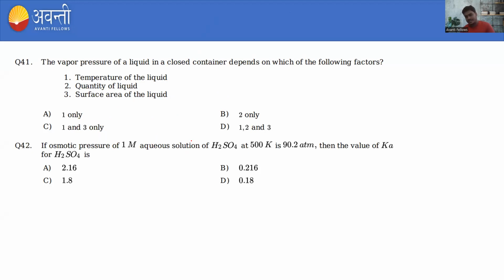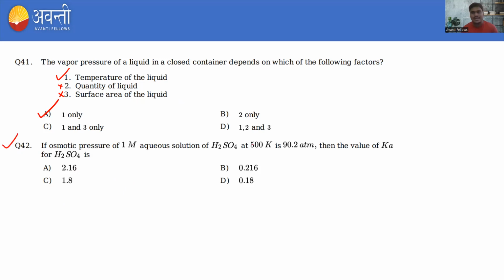This one is very much clear, so just eliminate these two. Statements 2 and 3 are absolutely wrong. The vapor pressure of the liquid depends only on the temperature. So which one is correct? That is option A only. The first one is the only correct one. So this is the correct explanation. Now let's move to the next question.